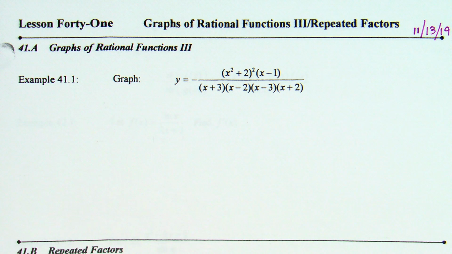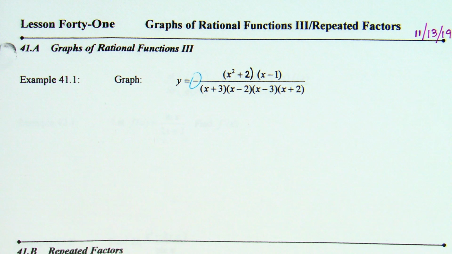So, y equals, first of all, did you guys notice what's out front? There's a negative. Okay, so don't overlook that little negative guy. It's so hard to see. I get it. Okay, so then it's going to be x squared plus 2, x minus 1 on top. Denominator is x plus 3, x minus 2, x minus 3, x plus 2. So I feel like this is mostly what you guys are already going to know, because we'll add in the repeated factors down below. So, what kind of details do we want to start with?